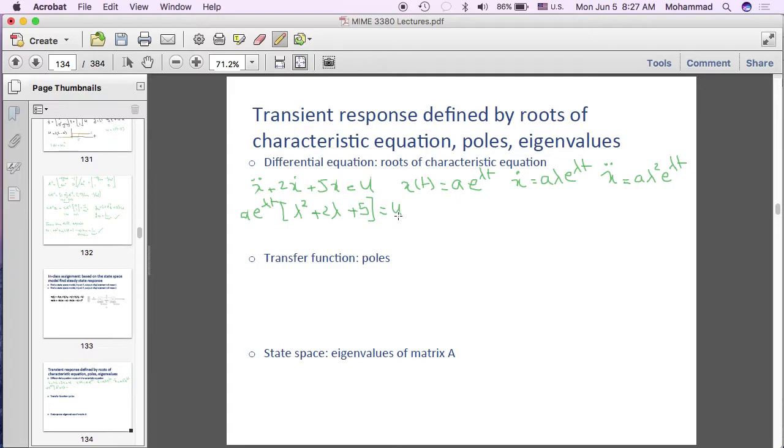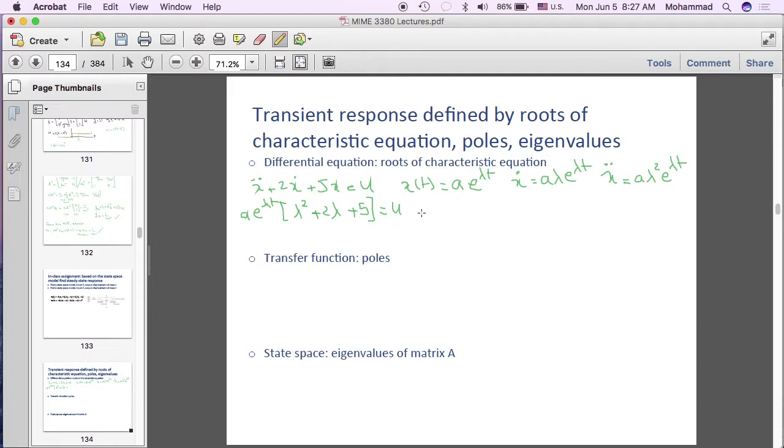Okay? And again, this is a reminder: the solution of a differential equation has two parts. One is called homogeneous, the other one is called particular. Homogeneous means when u is equal to 0, which captures the effect of initial conditions, and particular means when u is non-zero. It's a known function.